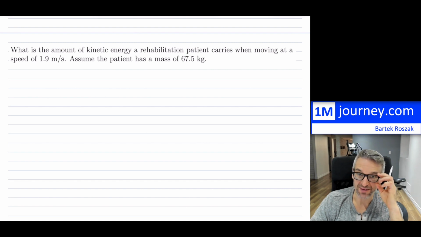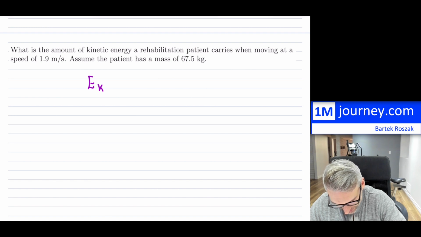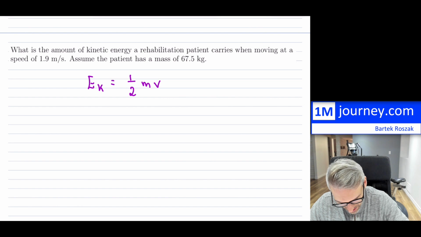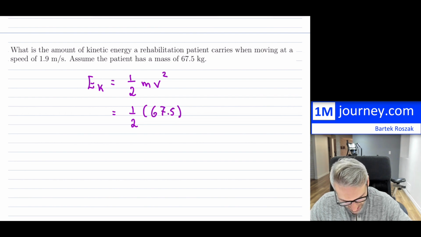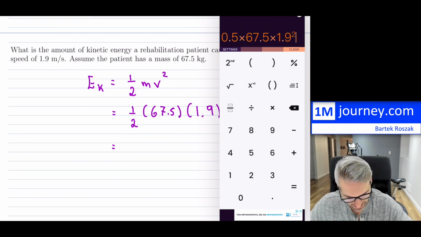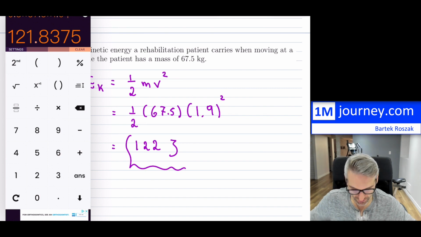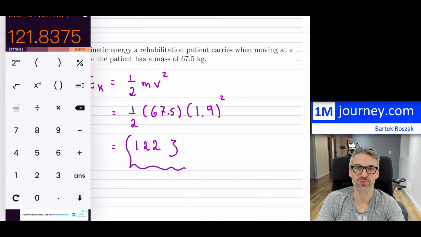Here's a nice example because it's rather simple. What is the amount of kinetic energy a rehabilitation patient carries when moving at a speed of 1.9 meters per second? Assume the patient has a mass of 67.5 kilograms. Well, kinetic energy, you may recall, is 1/2 mass times the speed squared. Everything is given in here, so I won't even bother writing the givens because it's just a matter of substitution and using the kinetic energy formula. So you can just plug it into your calculator: 1/2 times 67.5 times 1.9 squared. So 120, I guess 122, if we round to 3 significant figures. That is it. All right, for this example, pretty simple one.